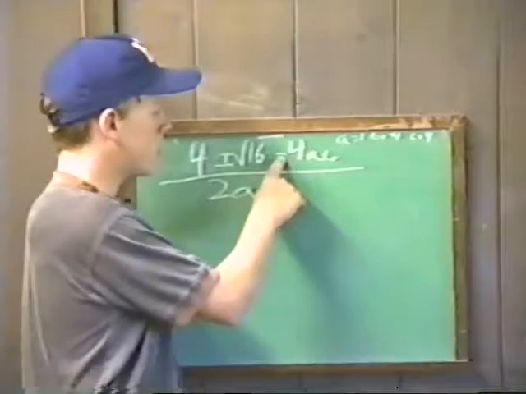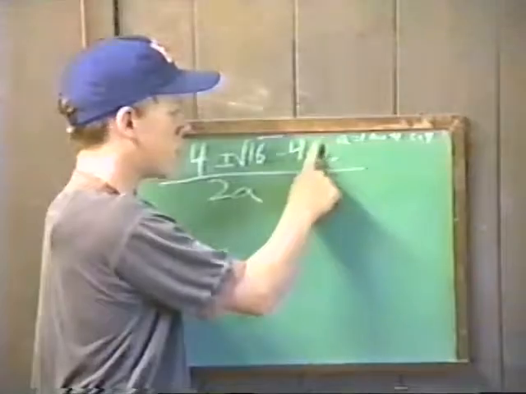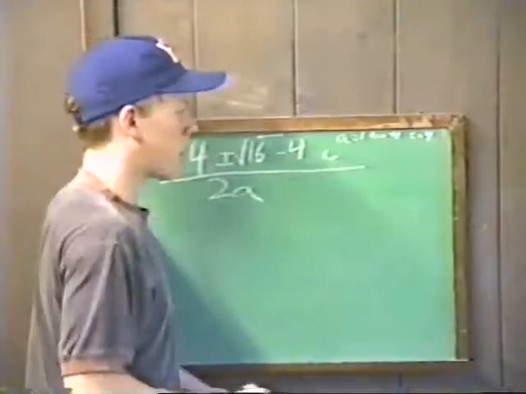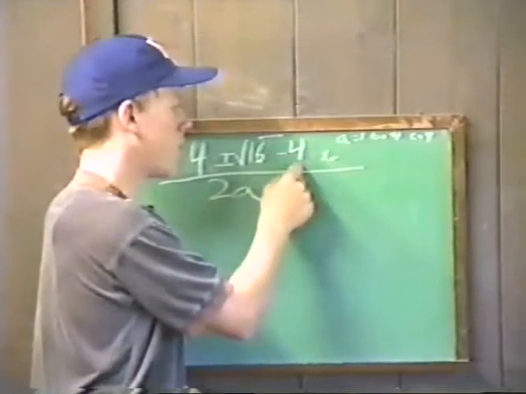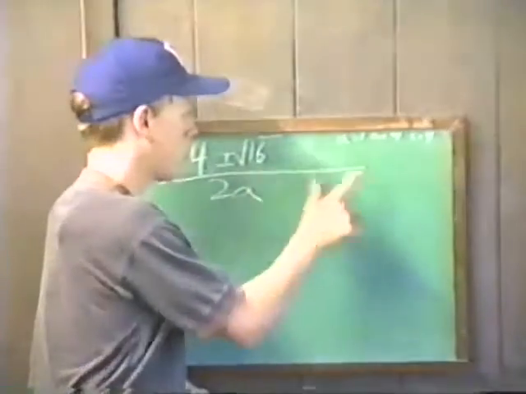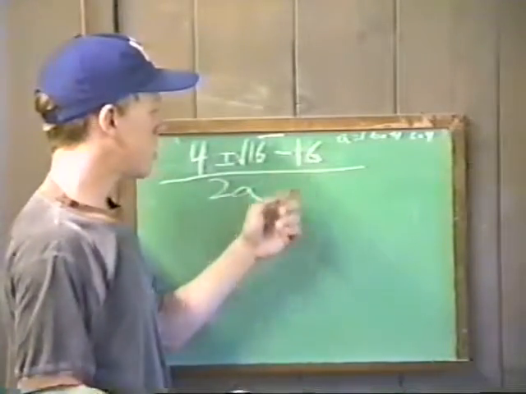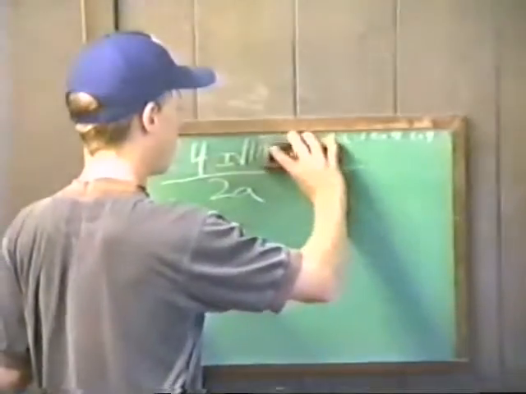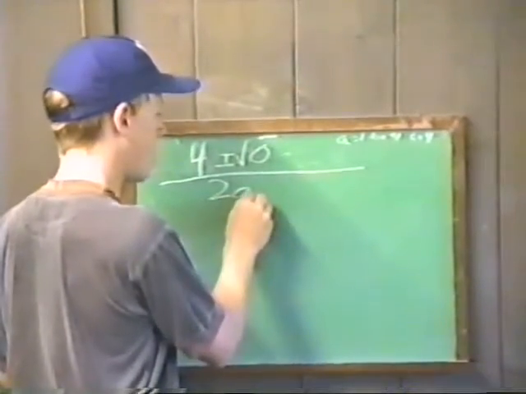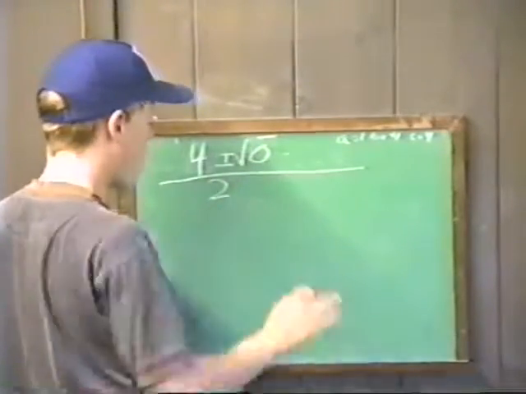Now we get to this: -4 times a times c. A, we said, is 1. So -4 times 1 is still -4, so we won't do anything. C is 4. -4 times 4 is -16. 16 minus 16 is 0. So 0. 2 times a, if you remember, a is 1, so 2 times 1 is 2. So we'll just leave that there.